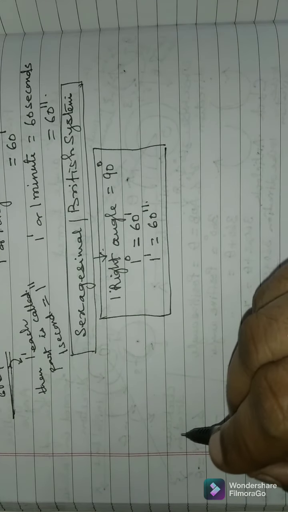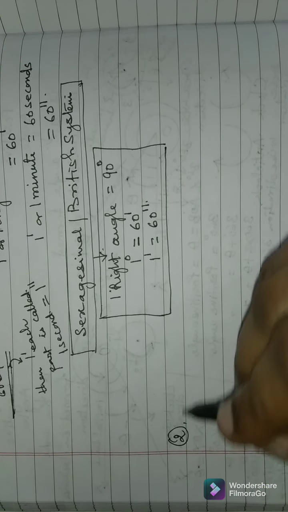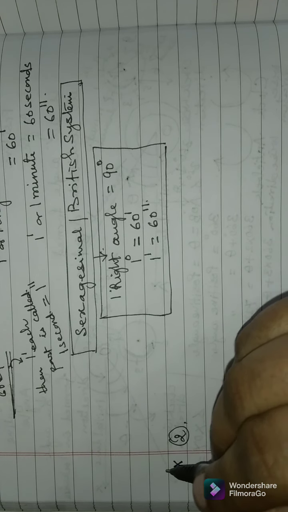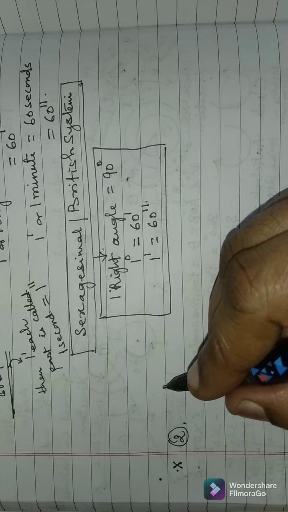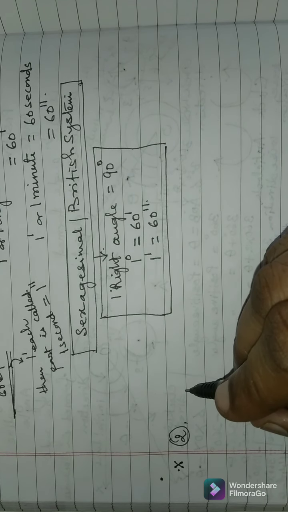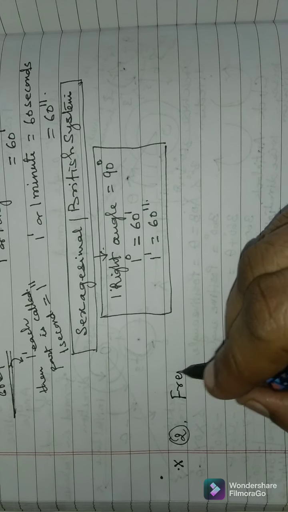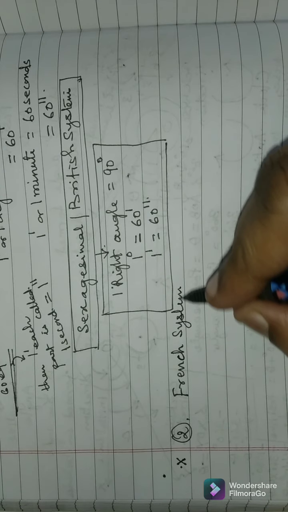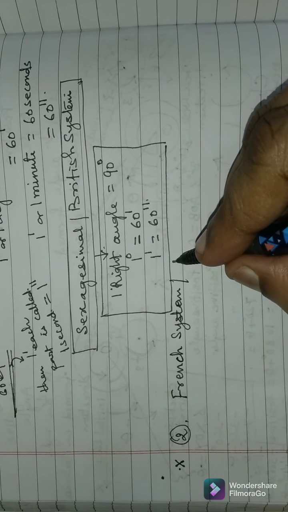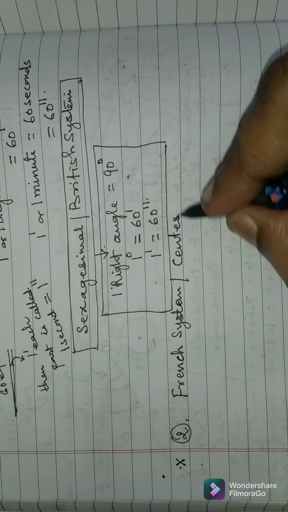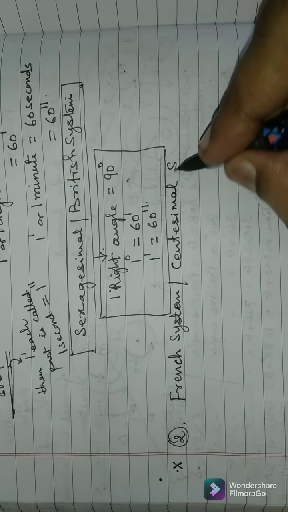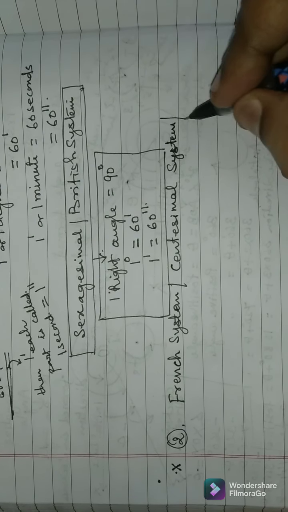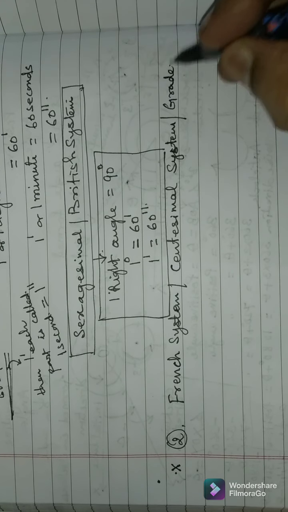Next we are coming to the next system, which you don't have to study, because it is not important from the examination point of view, but I am explaining it. It is the French system, or centesimal system, or it is also known as grade measure.